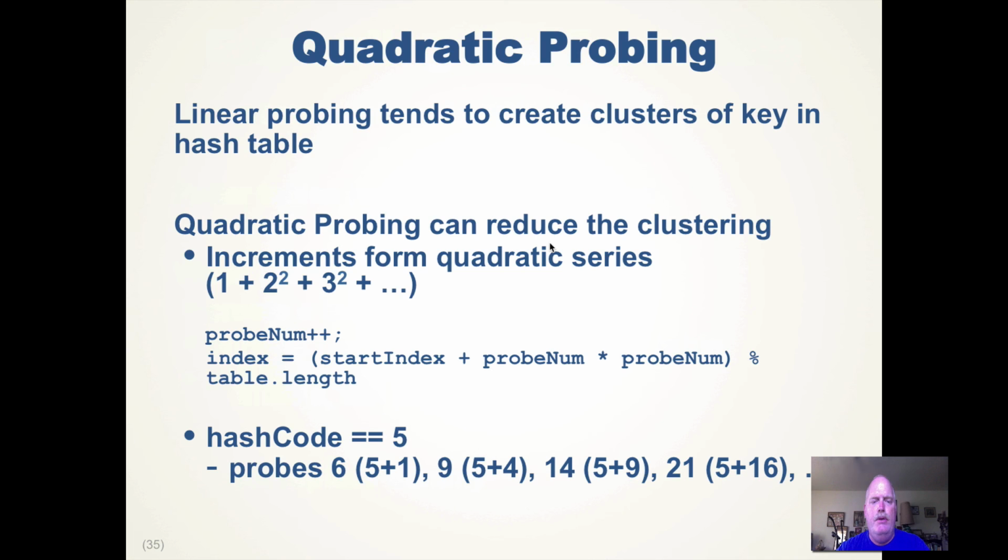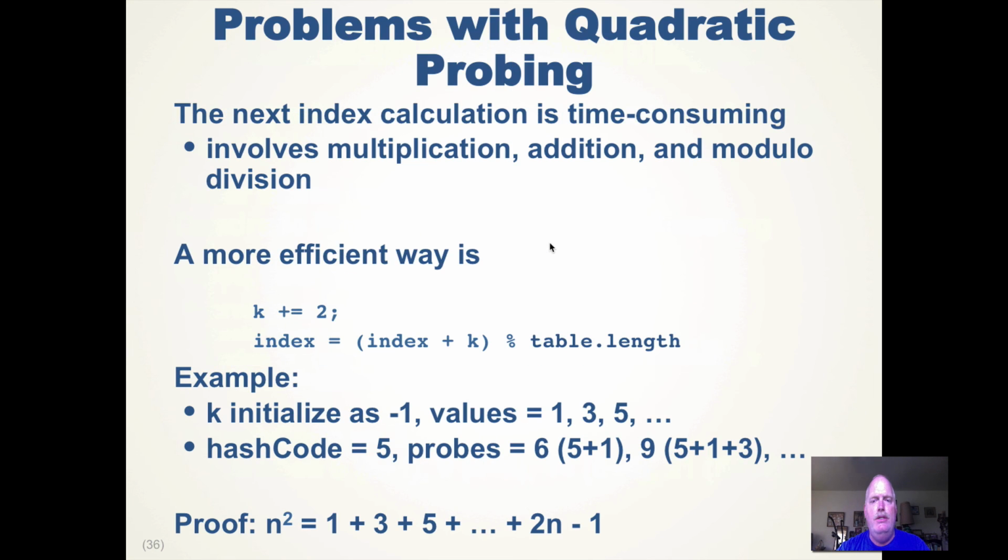So the probe number gets increased. The index is the start index plus the probe number times the probe number, so probe number squared, and then mod table length. So if the hash code is 5, and there's a collision at 5, we'll go to 6, 9, 14, and 21. The problem with this is that this probing calculation is time consuming, because we've got to do a multiply, an addition, and a mod, which is expensive.